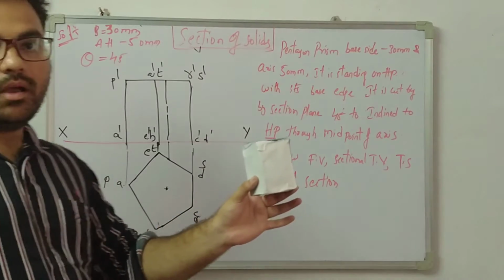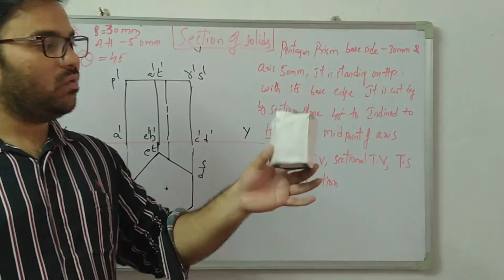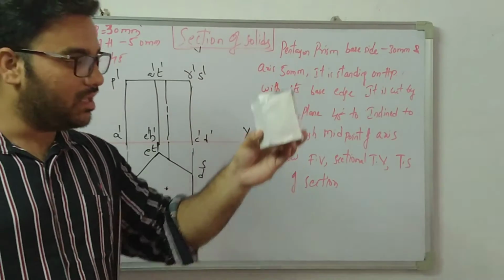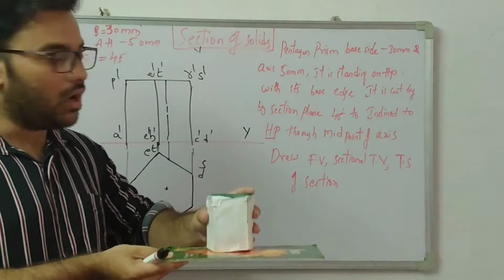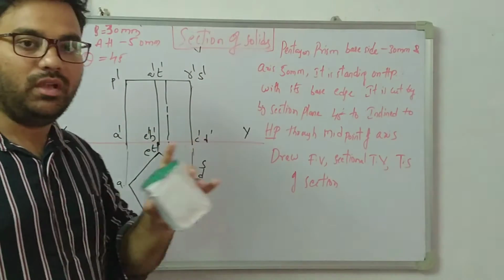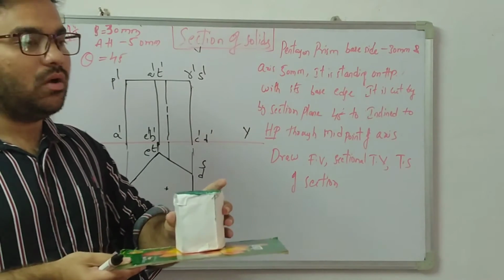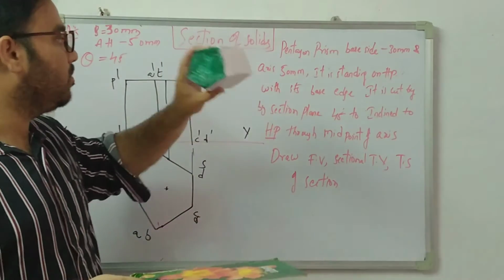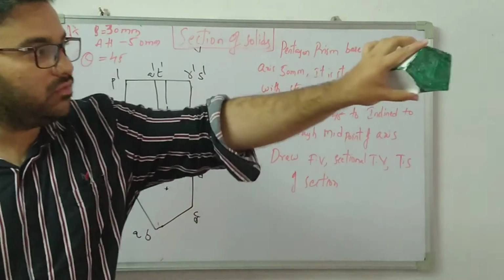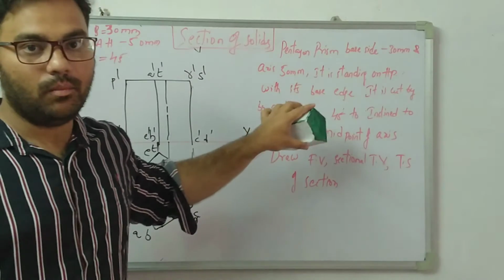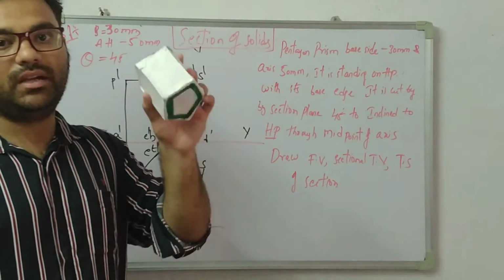So here the cutting plane is tilting, but whatever the solid is there, the solid should be either on HP. Whatever the axis is there, it should be on HP or on VP. So any section of solid problem, it should be either HP axis or its axis is perpendicular to the VP is given. It is not tilting. In the projection of solids, the axis is tilting, but here whatever the axis is there, the axis is not going to be tilted.